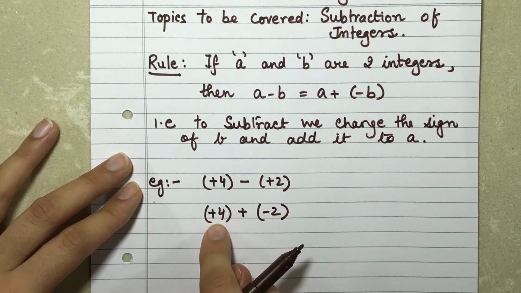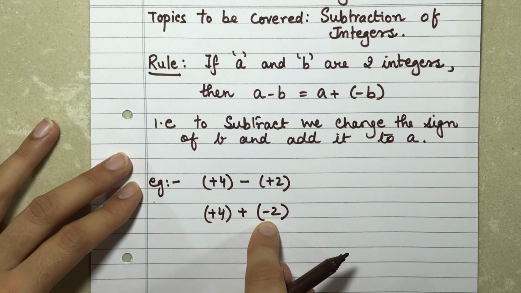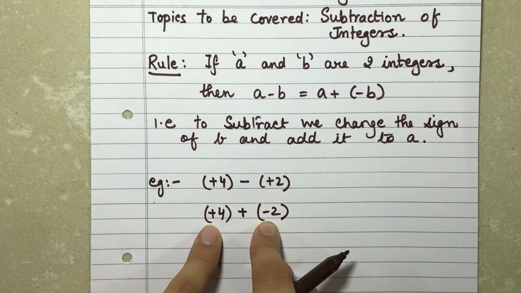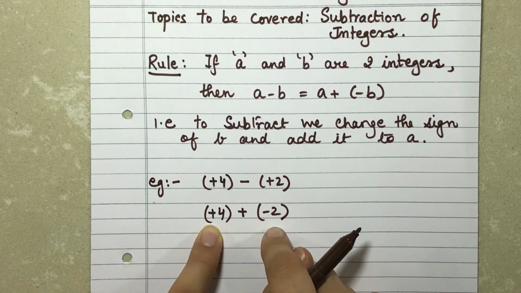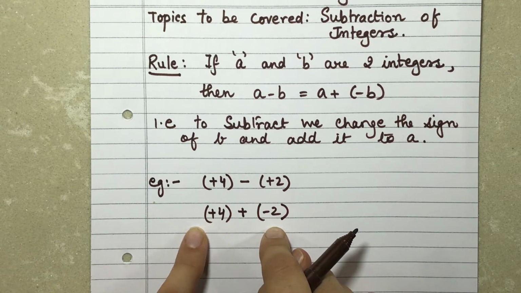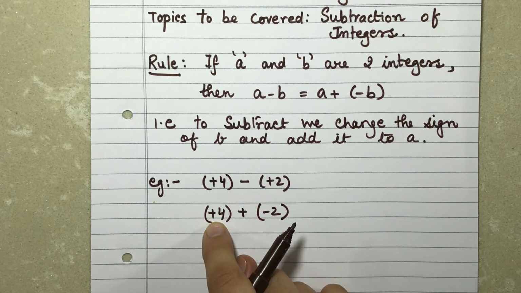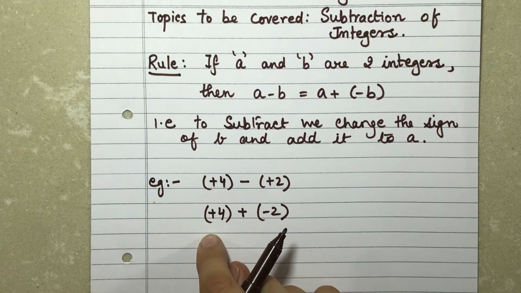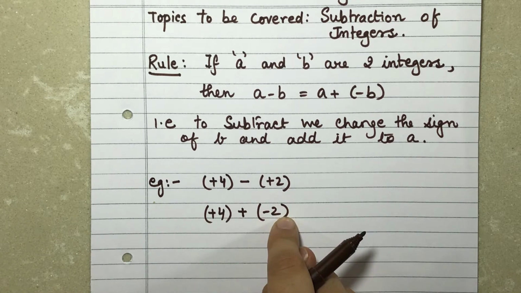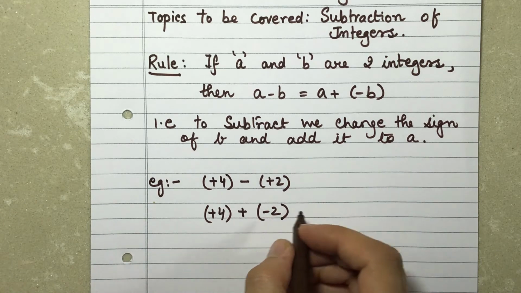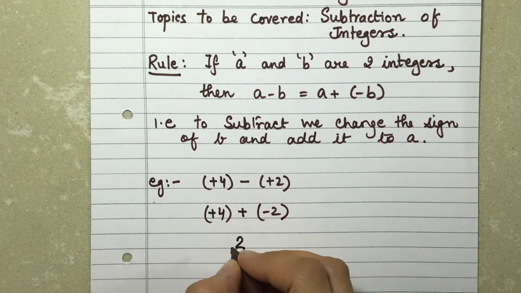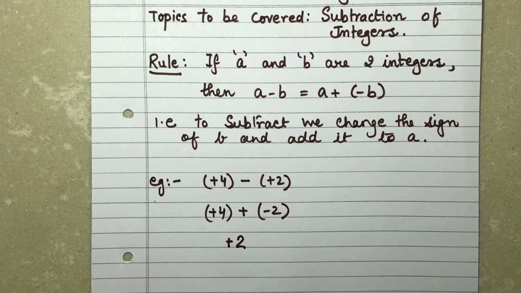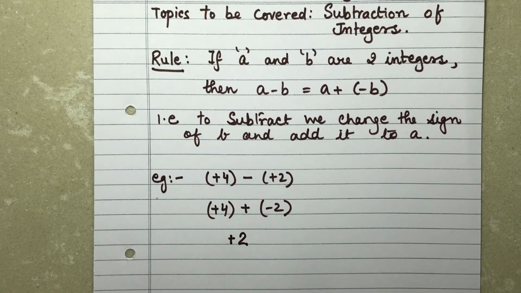So this becomes plus 4 plus minus 2, and whenever I have two unlike signs, what do I do? I simply subtract the numbers and put the sign of the bigger absolute value. If I take out the absolute value, 4 will be bigger, which has a positive sign, and I have to simply find the difference. 4 minus 2 becomes 2, and since the absolute value of 4 is bigger, the answer will be plus 2.